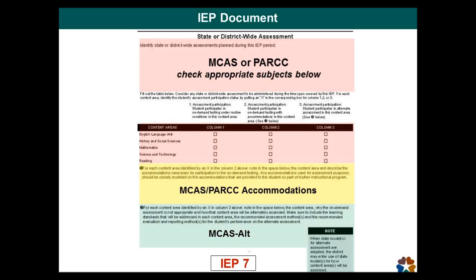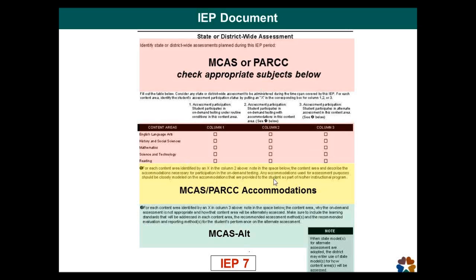Any accommodation that a student needs on MCAS, first, must be listed here. Second, it must be an accommodation that they typically use in the classroom. Okay. And in order for a student to be able to avail themselves of any of these accommodations, this must be accepted on the IEP.